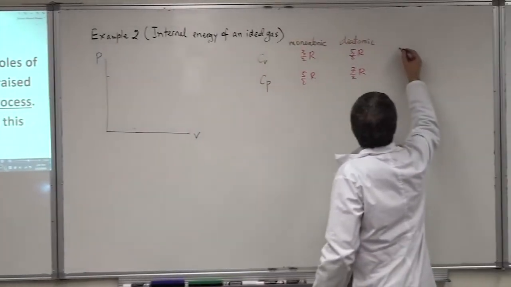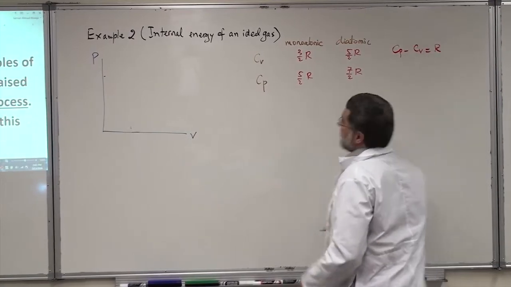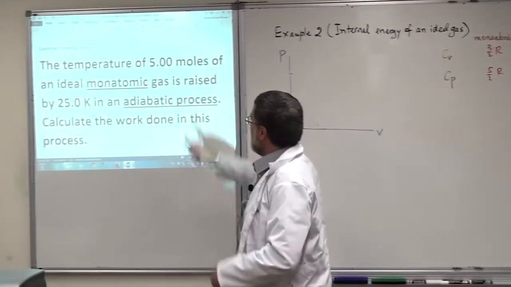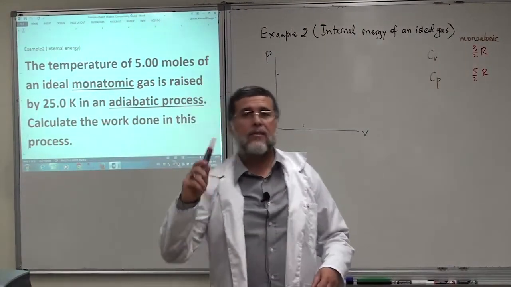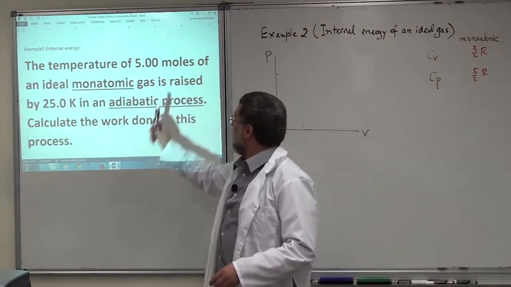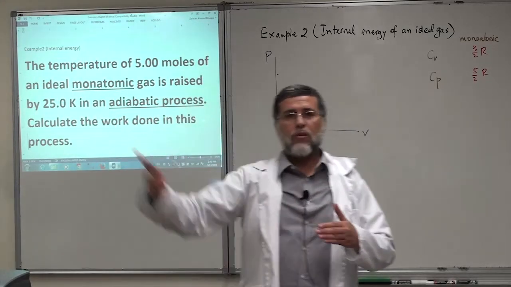And there's one very important equation: C_P minus C_V is R. Okay, this is important. So the temperature is raised by 25 Kelvin. That's delta T. For example, if it was 100, it became 125. It was 200, it became 225, and so on.